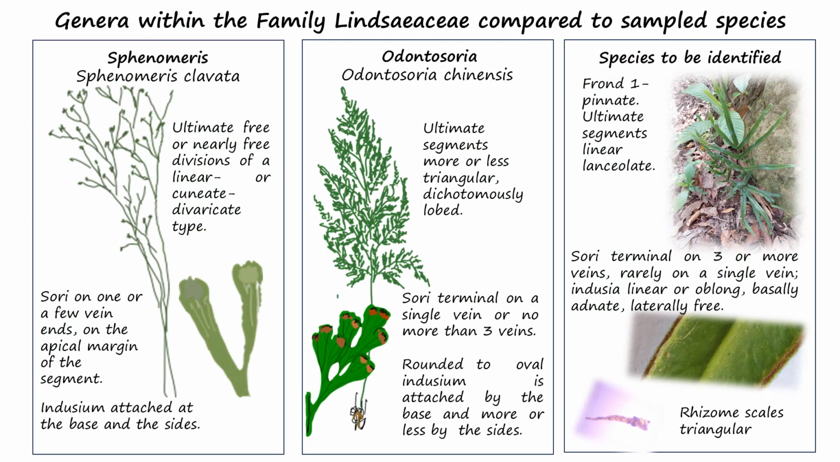The Odontosoria and Sphenomeris genera are much more branched, whereas my specimen is one-pinnate. Also, Lindsaea typically has continuous sori along the pinnae margin, terminal on many veins, with a linear indusium that opens towards the margin and is quite free laterally. Sphenomeris and Odontosoria, in contrast, have an indusium fixed at the base and sides, and their sori are terminal on only 1 to 3 veins.